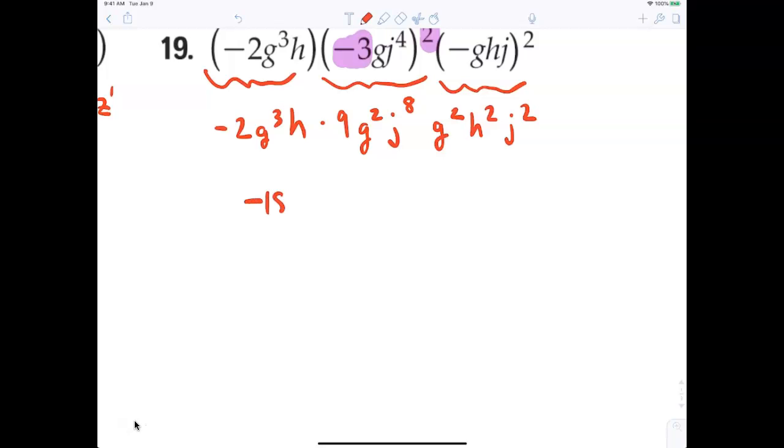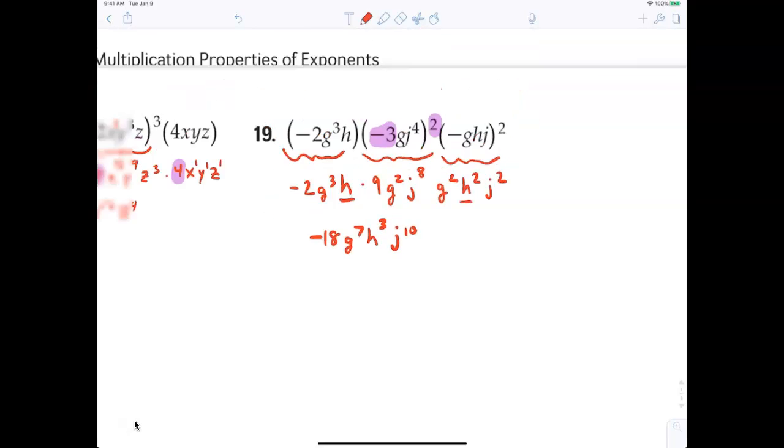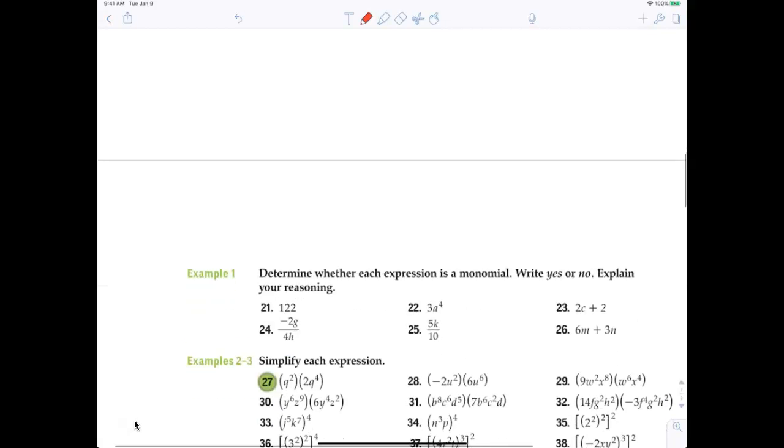Negative 18. G to the 7, good job. H to the, well, how many H's here? 1. How many H's here? All together. Don't be sorry. H cubed. Good. And then tell me about the J's. J to the 10. Everybody happy with that? All right. Let's take a look at the next one.